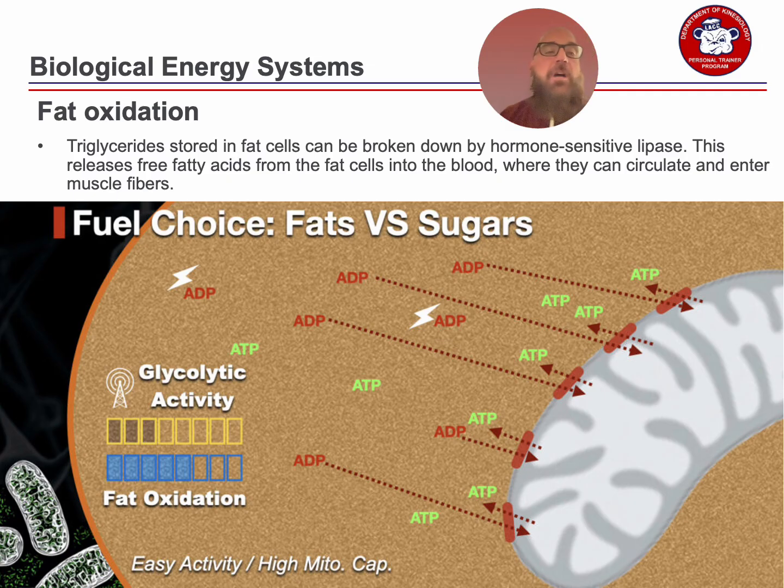Now, fat oxidation, triglycerides. So triglycerides are just fat in blood. They're stored in fat cells and can be broken down by hormone-sensitive lipase, which is an enzyme. This releases free fatty acids from the fat cells into the blood, where they can circulate and enter muscle fibers. So this little visual here is like, what would your body prefer? We would prefer fat. If we can get energy from fat, it's much more productive than it is for sugars. But if we start increasing our intensity a little bit more, we're going to kind of dip into sugar. And if we slow down, we're going to get a little bit more fat.